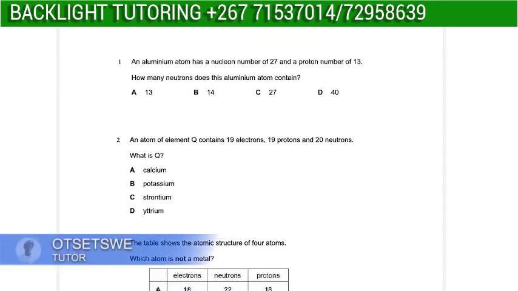Welcome back. Today we are looking at chemistry. We are looking at atomic structure and the periodic table.